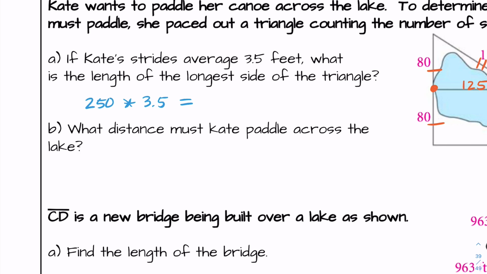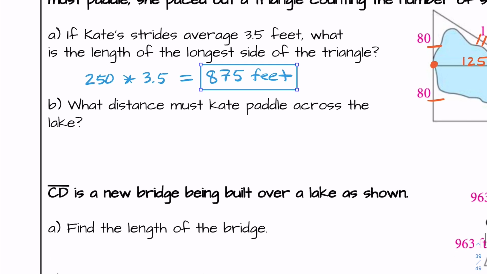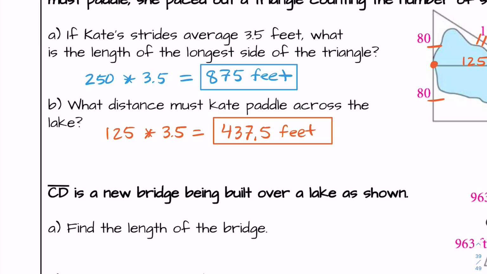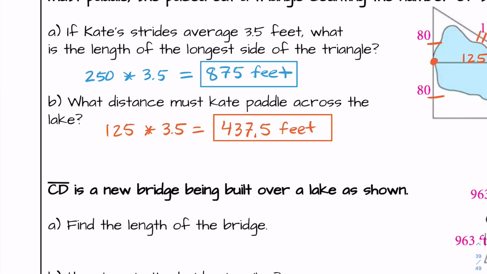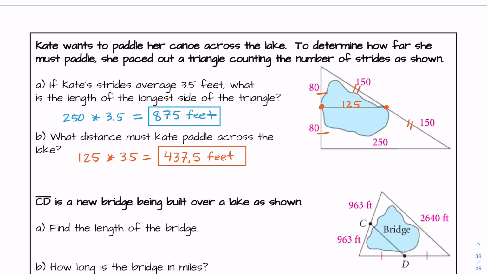Let me see. So 3.5 times 250 is 875 feet. Okay? And now the next one is, what is the distance that she must paddle across the lake? For this one, we're going to do 125 times 3.5, which is half of 875, which is going to be 437.5 feet. And that's the answer to that one.